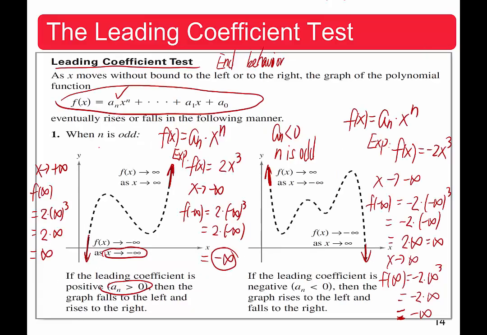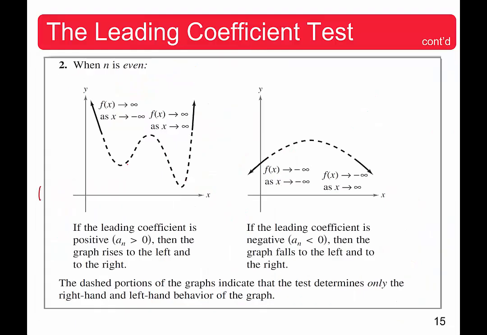An is greater than 0 and n is odd. Okay, now let's take a look at when the leading power is even. So similarly, we can come up with, when an is greater than 0, let's say f of x equal to 2x to the 4th power.